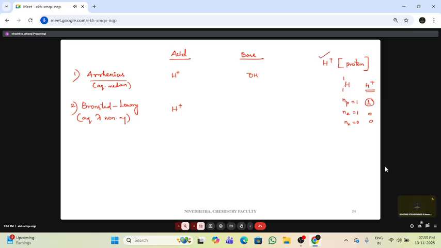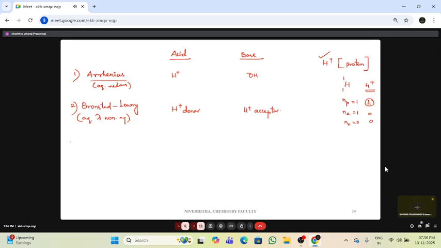And if you dissolve any compound in aqueous or in non-aqueous medium, if that compound releases proton, then that is called acid. So proton donor is called acid. If that compound accepts H plus from the solvent, then that is base. So proton acceptor is base.